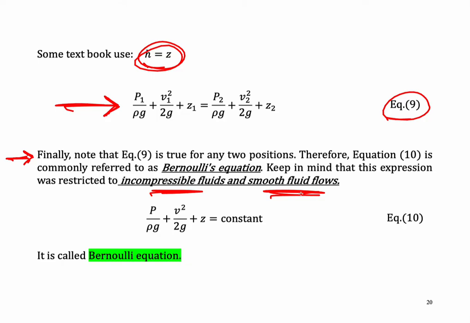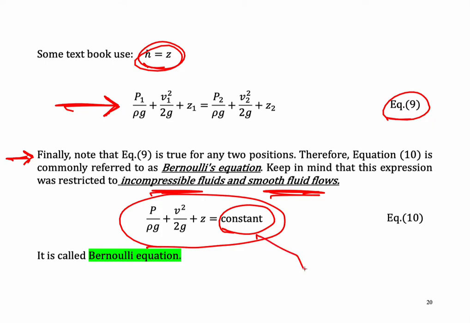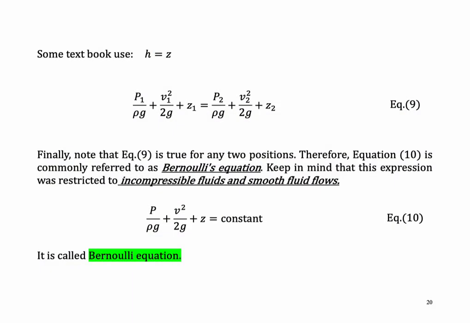In certain textbooks, they also write P over rho g plus v squared over 2g plus z equals constant. What do we mean by constant here? It means that the total energy is the same. Total energy is constant. So this equation is called the Bernoulli equation. I hope you can remember this Bernoulli equation because it is not given in the test or final exam. So normally people will remember this equation.